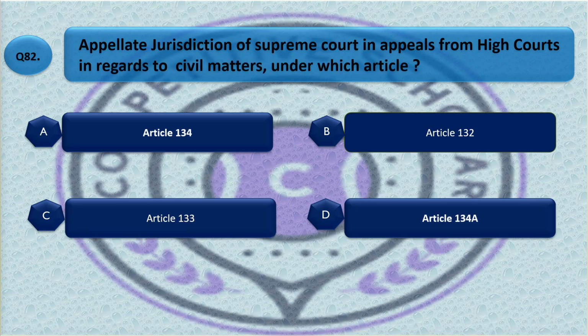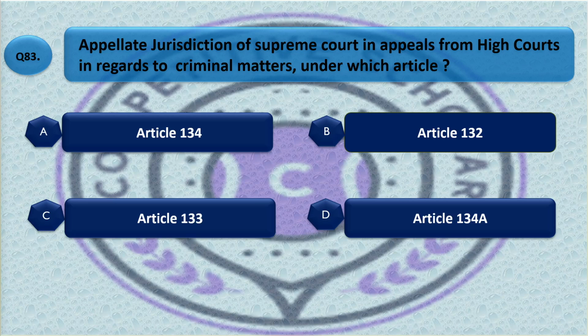Question number 82. Appellate jurisdiction of Supreme Court in appeals from high courts in regards to civil matters under which article? Option A, Article 134. Option B, Article 132. Option C, Article 133. Option D, Article 134A. So the answer is option C.